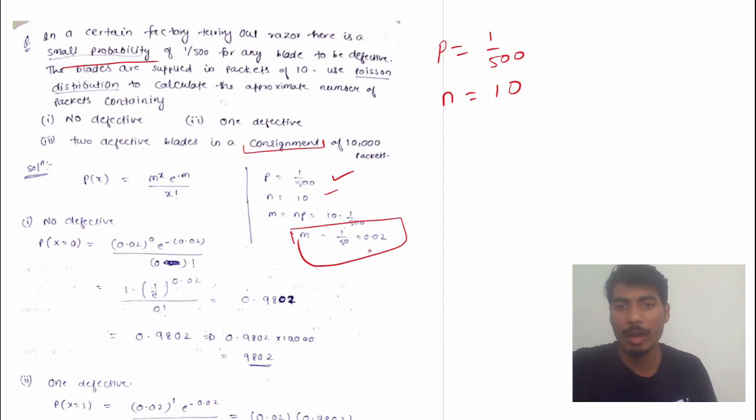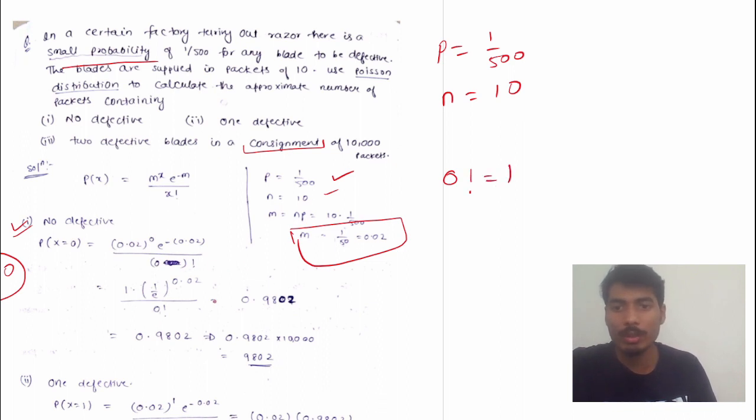We know the value of m, right? Now in the first question, no defective. No defective means x equal to 0. So probability of x equal to 0 equals, in the place of m we put 0.02, and in the place of x we put 0, and e power minus 0.02 by x factorial. X factorial means 0 factorial. Remember this one, 0 factorial is always 1.